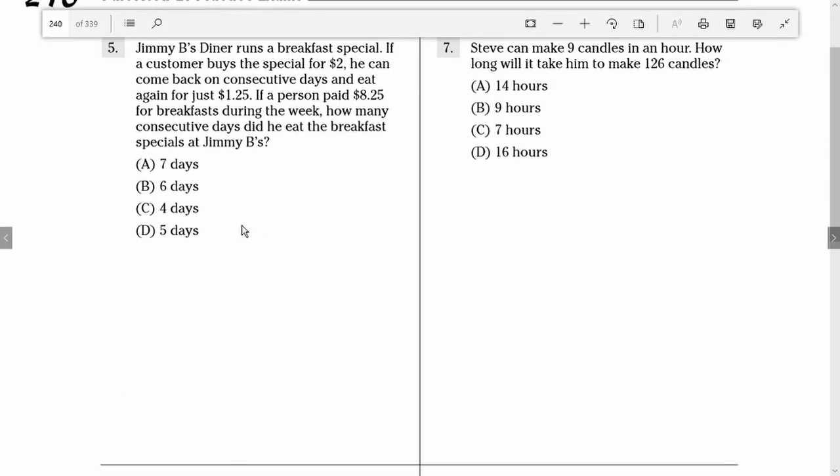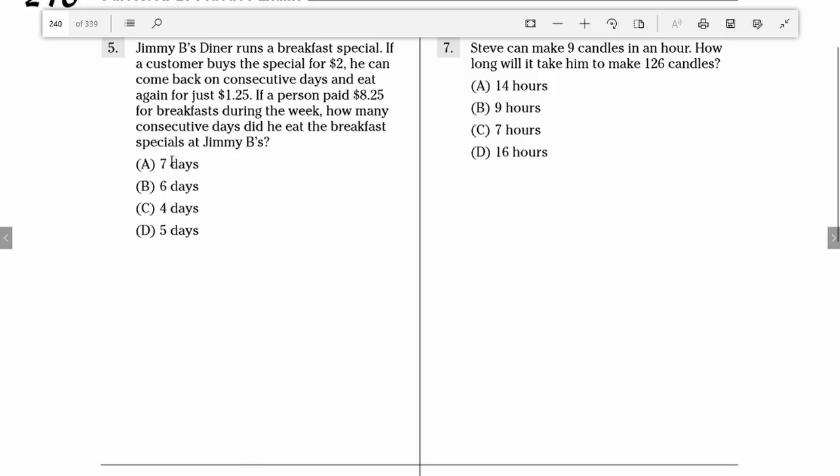All right, number 5. Jimmy B's Diner runs a breakfast special. If a customer buys the special for $2, he can come back on consecutive days and eat for just $1.25. If a person paid $8.25 for breakfasts during the week, how many consecutive days did he eat breakfast at Specials at Jimmy B's? So again, consecutive days means how many days in a row.